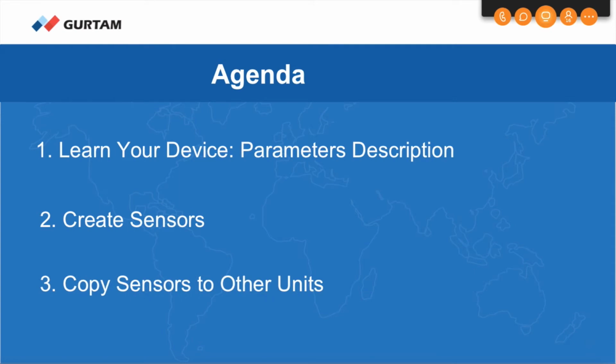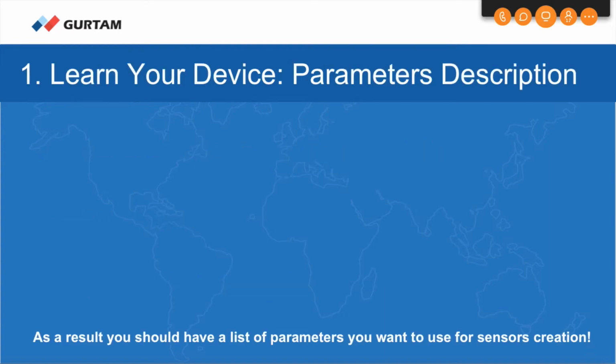And the third step is copy sensors to other units, because we're creating the sensors for one and only one unit, but you may have hundreds of them. So it's also important to learn how to copy sensor to other units. Hope you're ready to start. So first topic, learn your device parameters description.